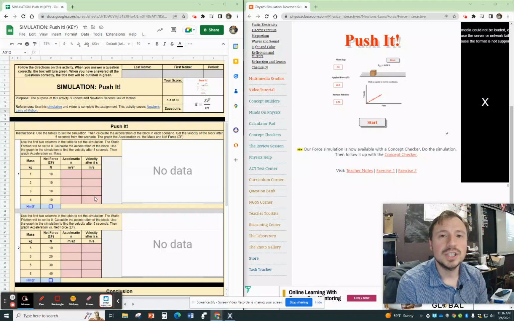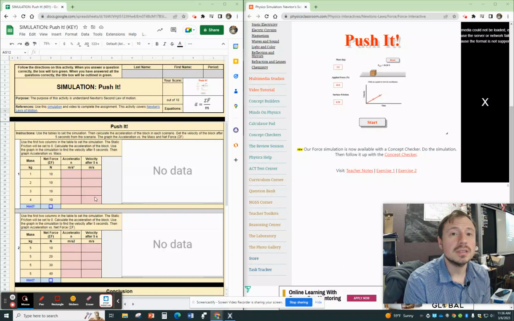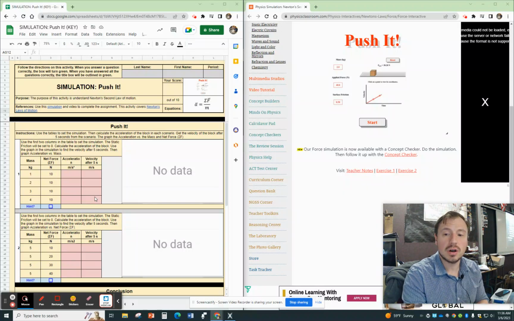This is the push-it simulation. So the purpose of this activity is to understand Newton's second law of motion. So I'm obviously going to post the simulation. You can see that it is on the right side of the screen. And I'm going to obviously post this video to help you out. And I'll put a couple of links. And you can see off to the right, I did put that equation, which is Newton's second law.